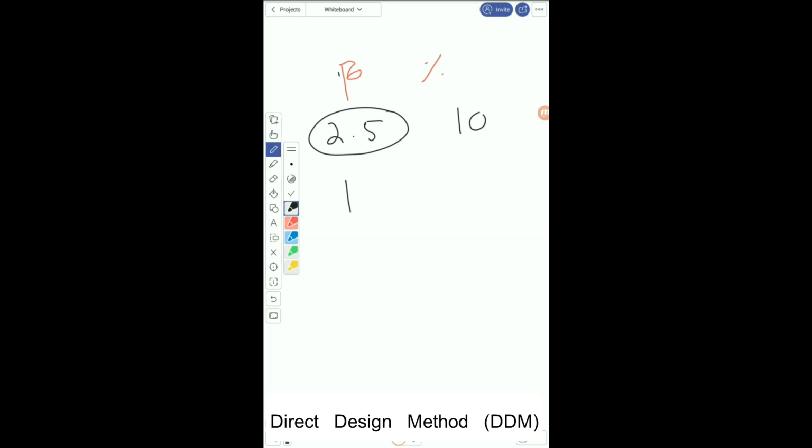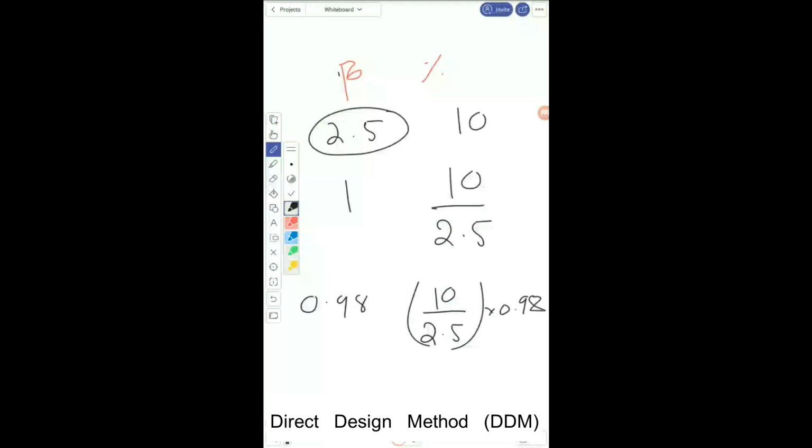Because it is multiplying here, it is going to be divided here. The percentage difference will be this one. And for a difference of 0.98 in beta, I'm just going to multiply both sides by 0.98. So this will become 0.98, and the difference in percentage will become 10 divided by 2.5, whole multiplied by 0.98. And the answer is coming out to be 3.92%.